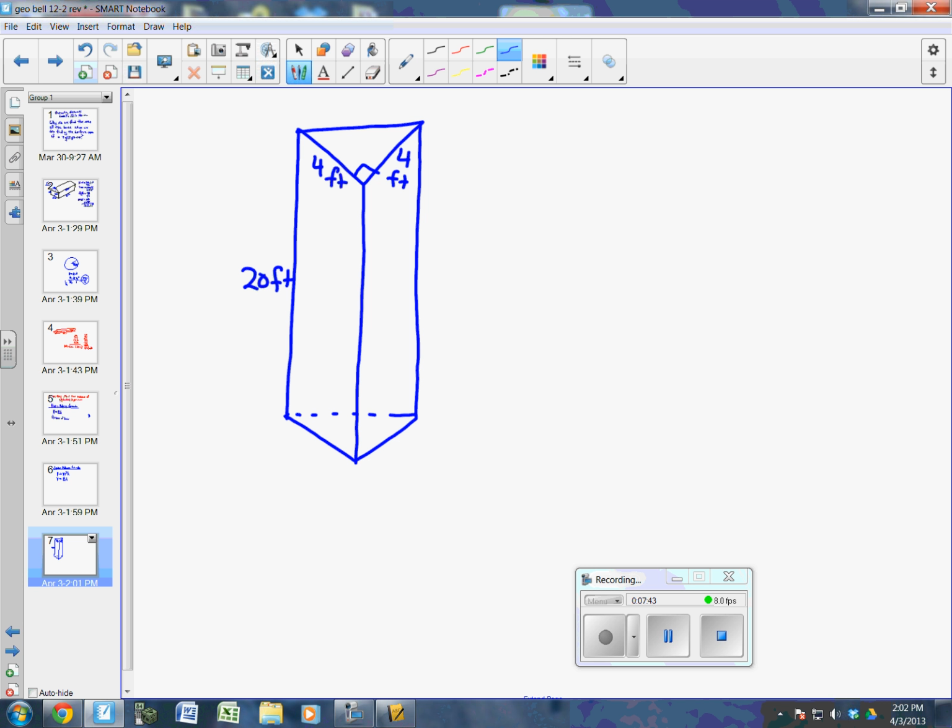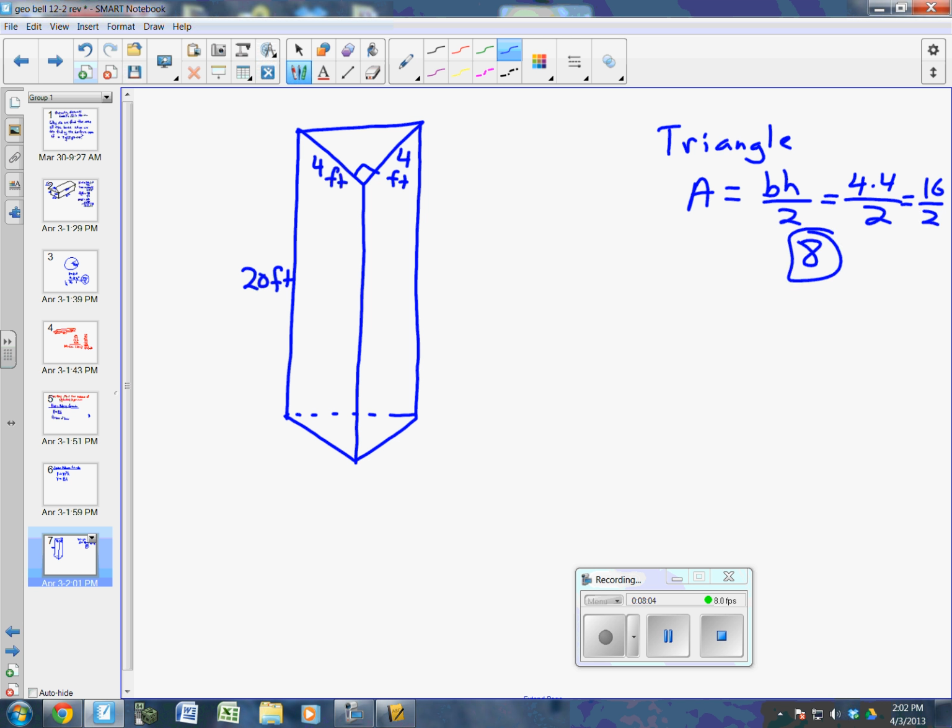Okay, how many of you got 8? Okay, since it's a triangle, the area formula for a triangle is area equals base times height divided by 2. We know that the base and height are 4 and 4, right? So 4 times 4 is 16, and 16 divided by 2 is 8. That's the area of the base.